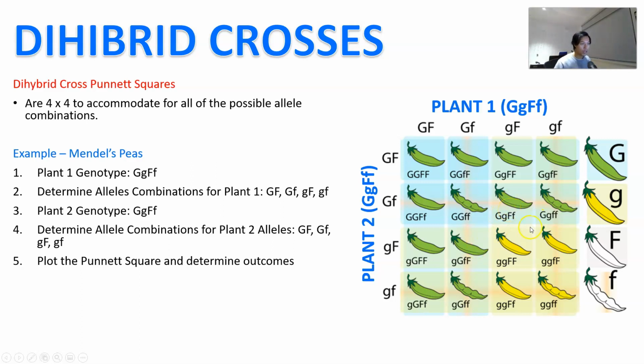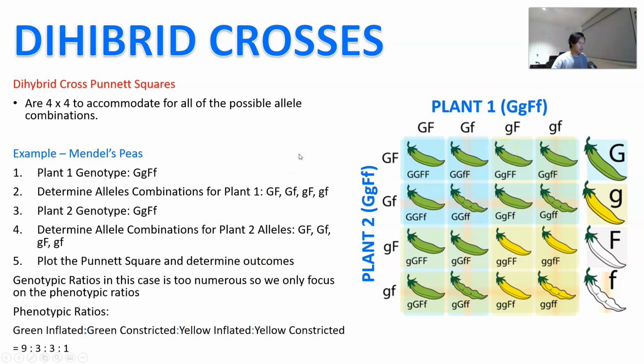If they have lowercase g, they're going to have yellow pods, and if they have capital F, they're going to be yellow and full. But then if they have yellow and lowercase f, they're going to be yellow and wrinkled, right? So now you've got a whole host of different possible results that you could get.